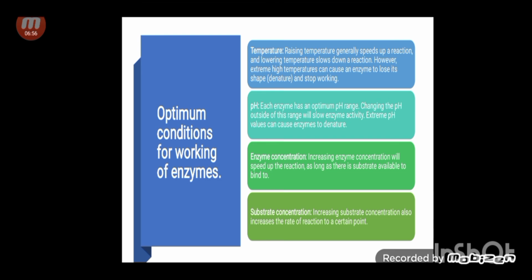Increasing substrate concentration also increases the rate of reaction to a certain point. A certain point means the substrate must be available. It is not that you keep adding more and more substrate and the reaction keeps speeding up; if the enzymes are limited and the substrate is in excess, it will not speed up the reaction. So increasing substrate concentration increases the rate of reaction to a certain point in the presence of enzyme.